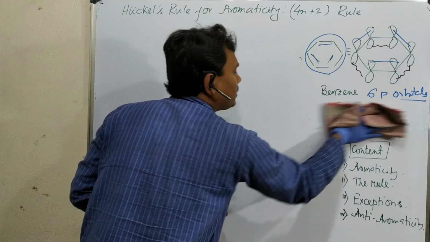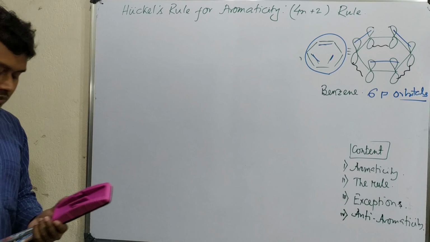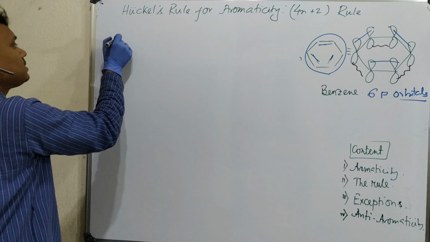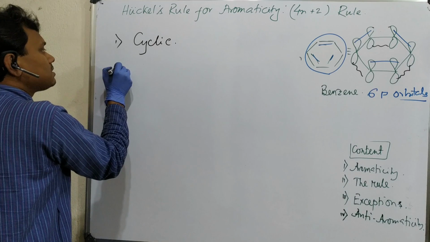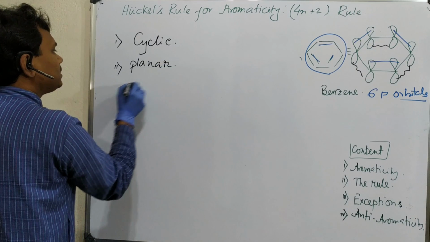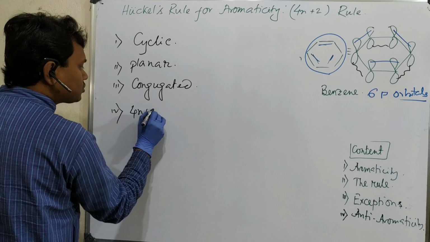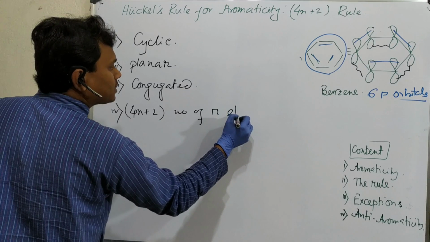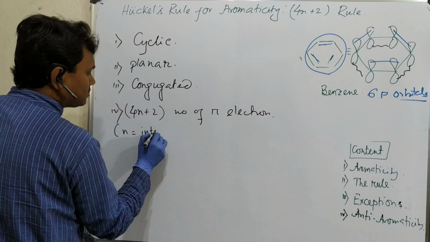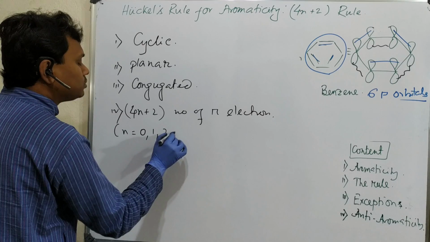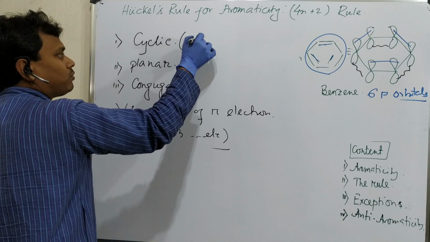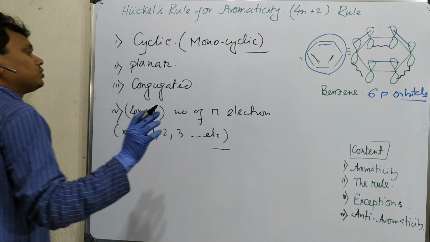So what does it say? It gives the conditions for aromaticity. First, the system should be cyclic. Second, it should be planar. Third, it should be conjugated, and fourth, it should have 4n+2 pi electrons, where n is an integer, meaning it could be 0, 1, 2, 3, etc. Fine. But in case of cyclic, it is better to say non-cyclic as the contrast. Okay, so let's focus on everything.